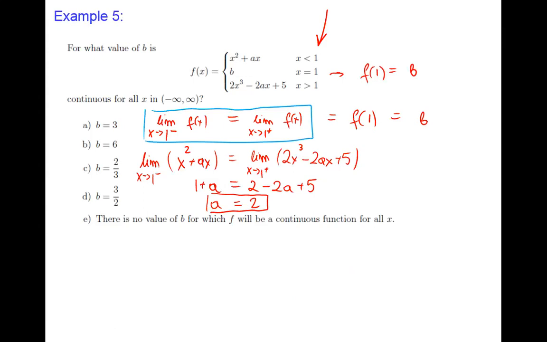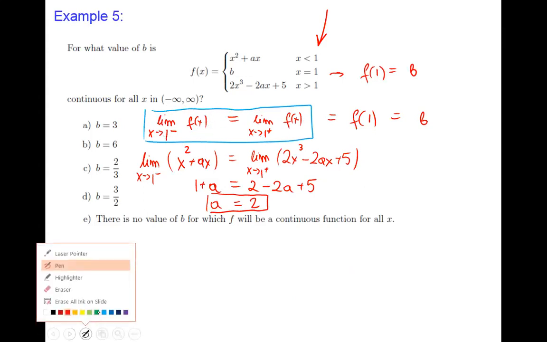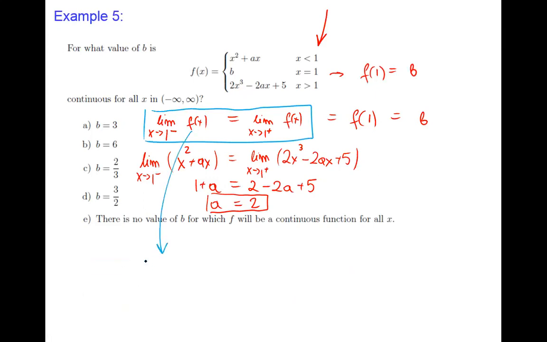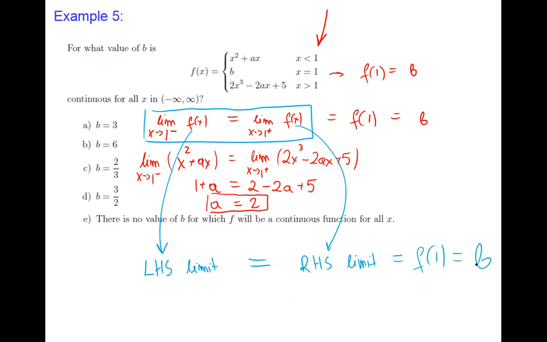If a is 2, we can see b is the value at 1, but the value at 1 must be exactly the same as the right and the left-hand side limit. Do you think you can tell me now, having the value, what is the left-hand side limit? And the right-hand side limit. They have to be the same, and they will be the same as the value, and this will be my b value.